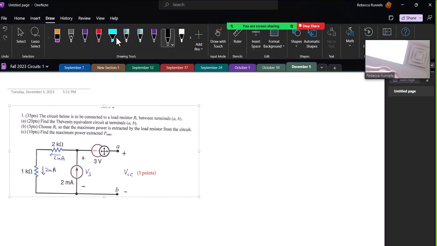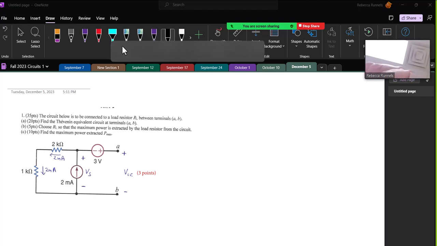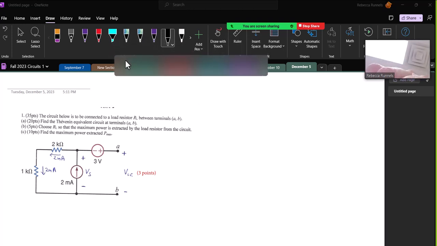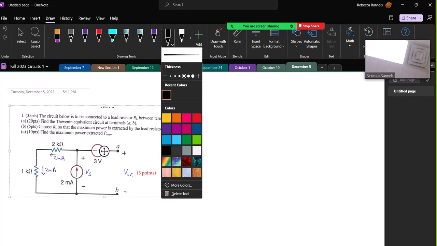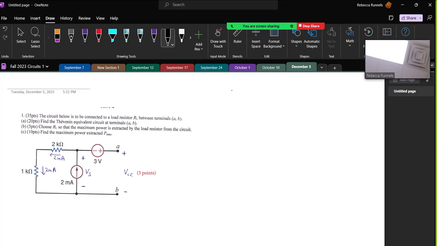So we'll start, and it says we're supposed to find the Thevenin equivalent, and I am going to follow the solutions as I do this. If you have another way that you want to do it, you just email me and ask, and I'll let you know what I think. So we're going to start.